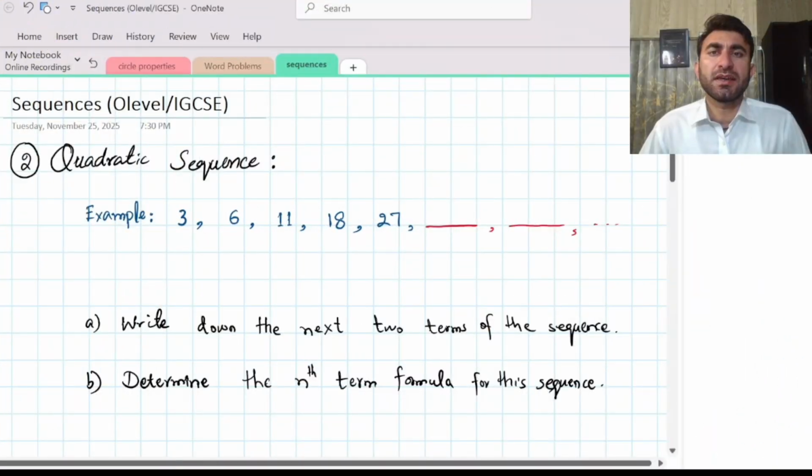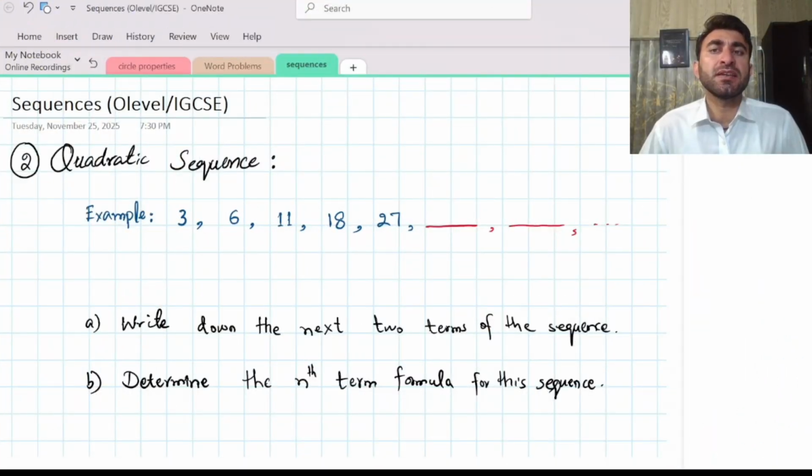Hello and welcome back. In the last video we discussed the linear sequence in detail, and in today's video we are going to discuss the quadratic sequence in detail. So let us start. As we have already discussed, the linear sequence is one where the first difference sequence is a constant sequence, and the quadratic sequence is one where the second difference sequence is a constant sequence.